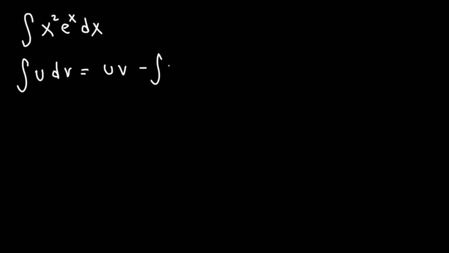Now let's work on this problem. Let's say we have the integral of x squared e to the x dx. Go ahead and try that problem. So let's begin by writing the formula. The integral of u dv is equal to u times v minus the integral of v du. Now what should we make u equal to? And what should be dv?